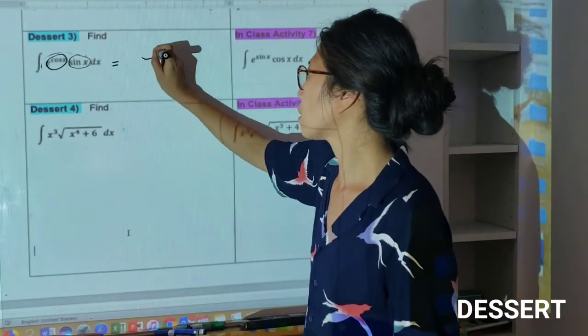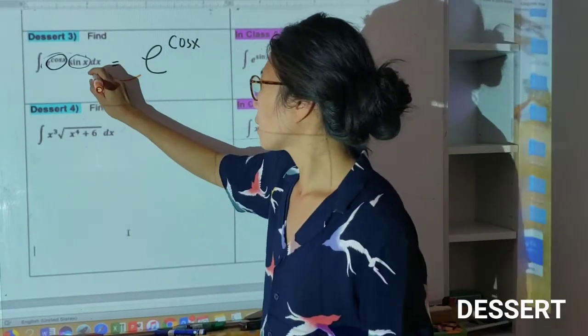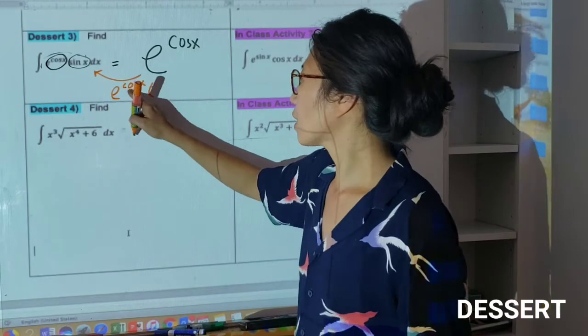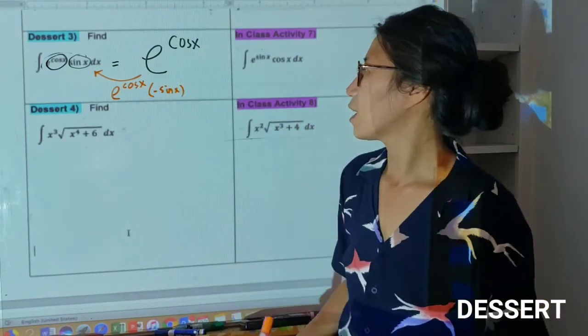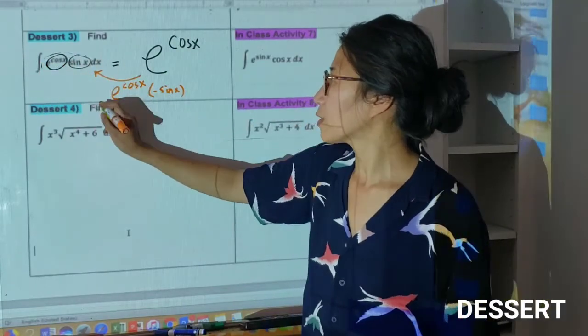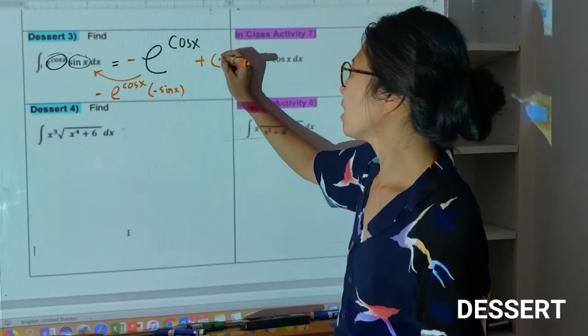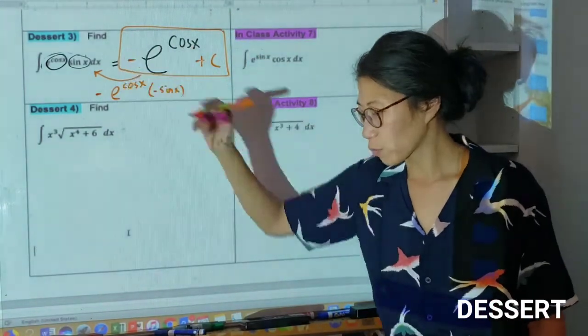So my guess is e to the cosine x. So let's take a derivative. E to the cosine x, I get e to this cosine x times cosine x taking derivative makes negative sine x, right? So I want to have a positive, that means I have to have a negative in front. So I'm going to multiply here. Don't forget C, so this is my answer. And keep checking with derivative.